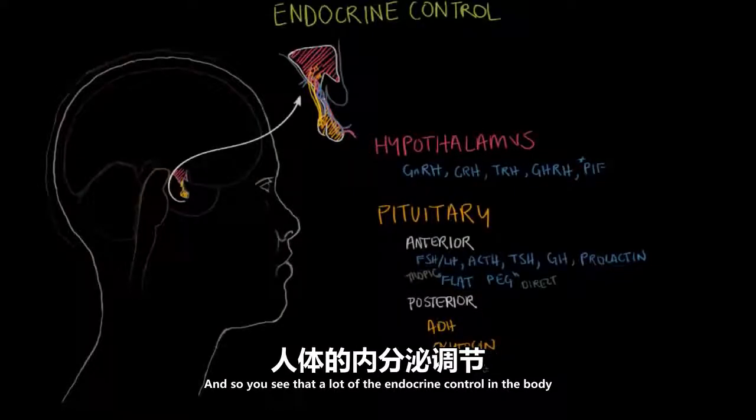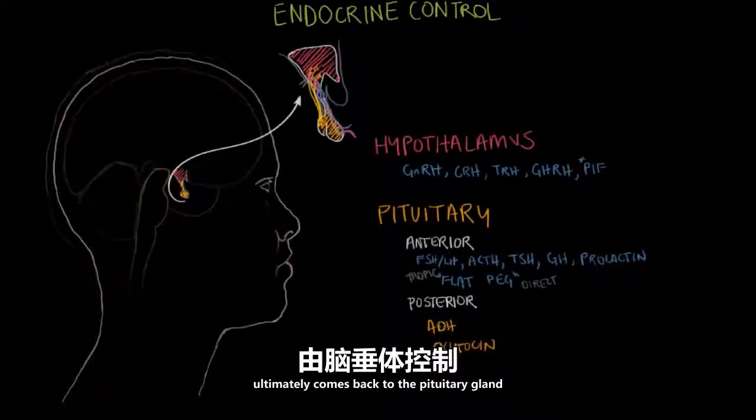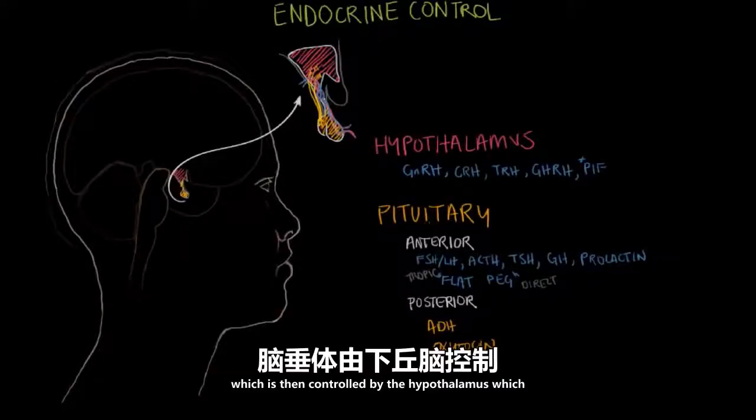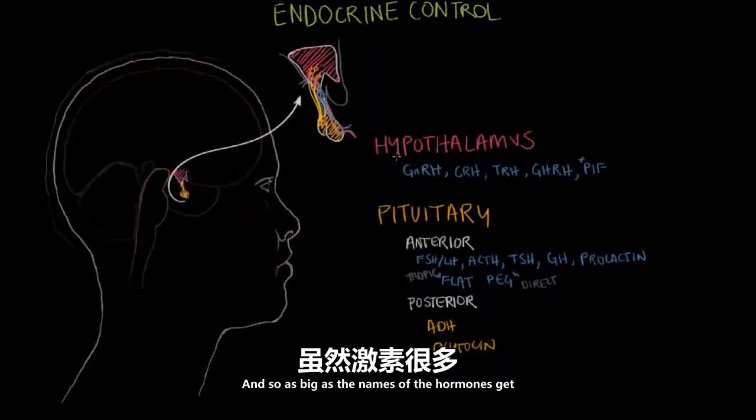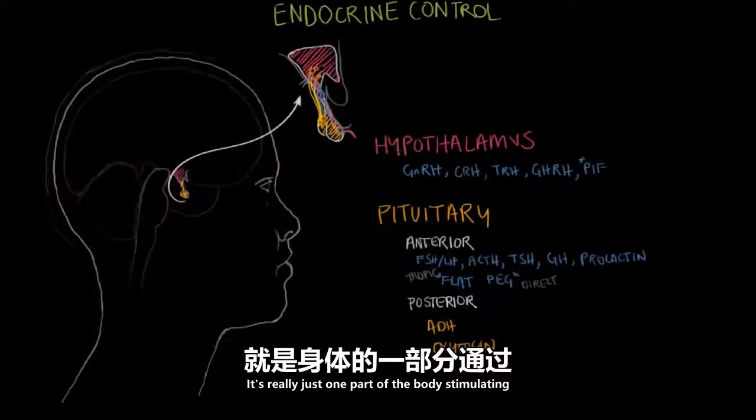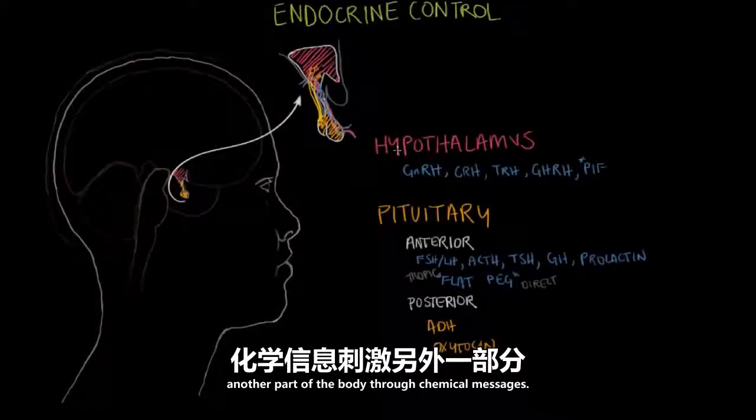And so you see that a lot of the endocrine control in the body ultimately comes back to the pituitary gland, which is then controlled by the hypothalamus, which forms the bridge between the nervous system and the endocrine system. And as big as the names of the hormones get, the idea behind them is pretty manageable. It's really just one part of the body stimulating another part of the body through chemical message.